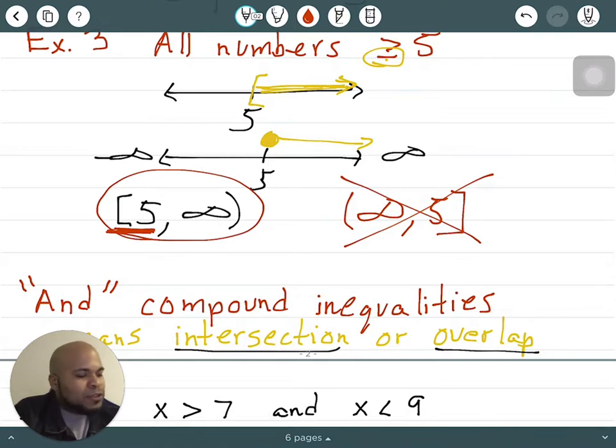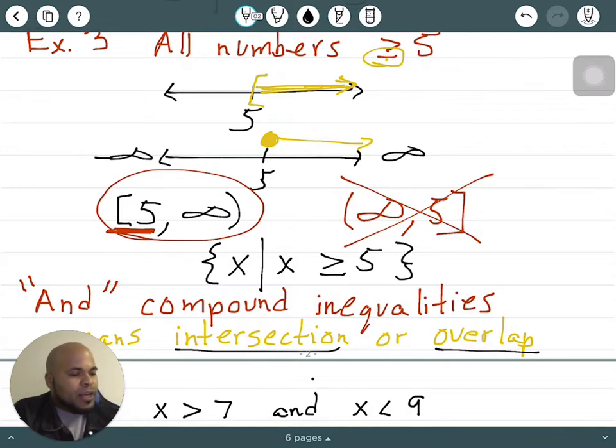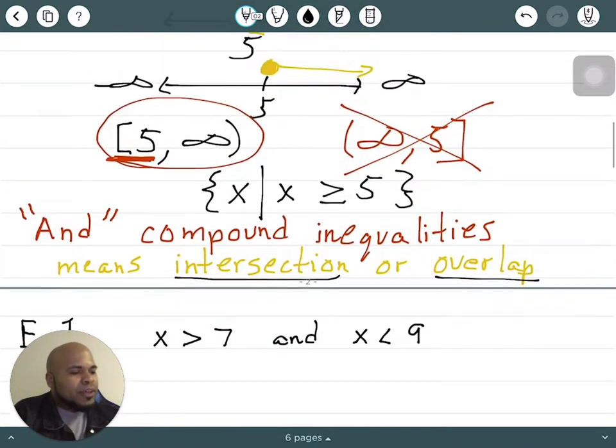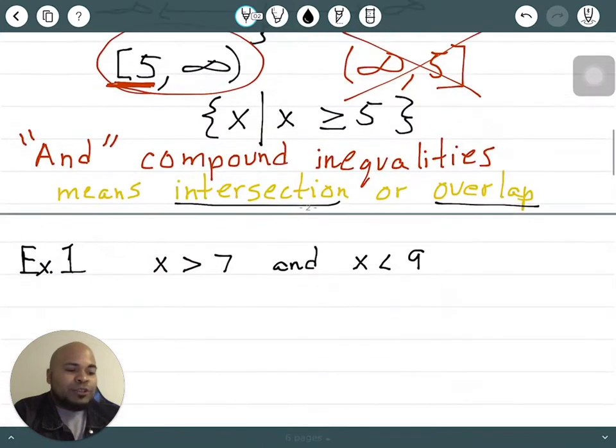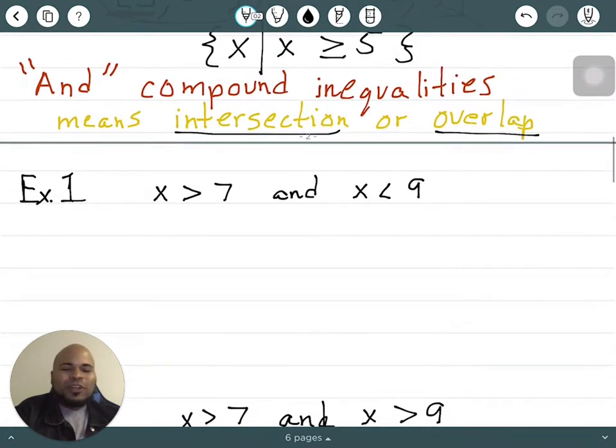The set builder notation, hopefully you know how to do that one, is all the x's such that x is greater than or equal to 5, and I close my brace. All right, perfect. So I'm done with the inequalities. Or the introduction. That was more like the introduction to inequalities.